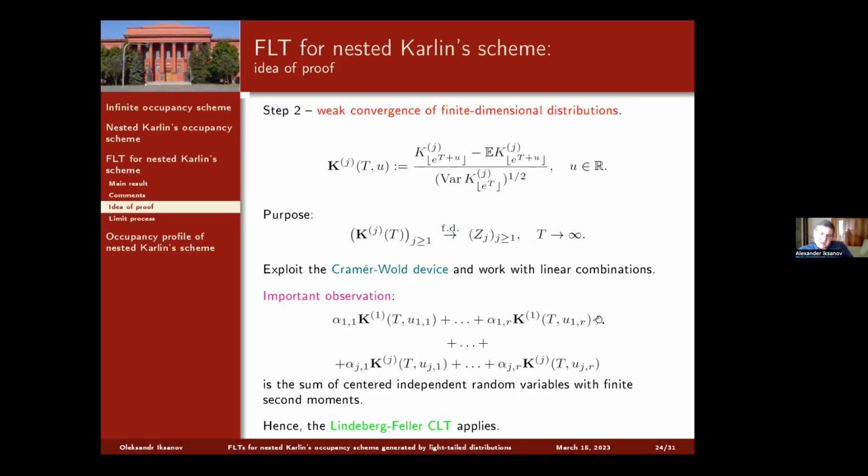And now, with some additional effort, one can show that the linear combination written here is an infinite sum of centered independent random variables with finite second moments. Hence, the Lindeberg-Feller central limit theorem applies and yields the claimed weak convergence of finite dimensional distributions as well as independence of the coordinates of the limit Gaussian process.